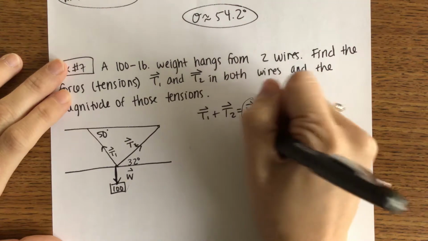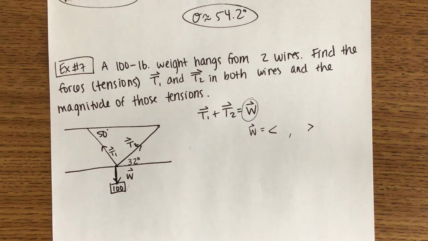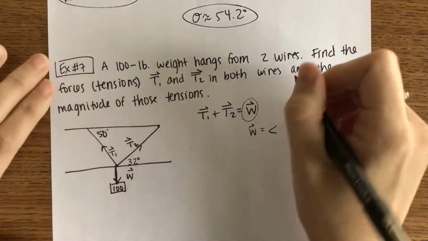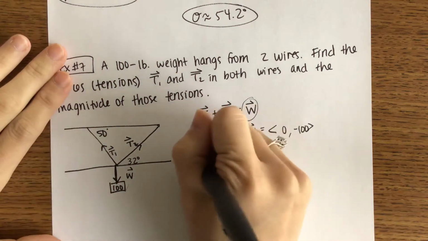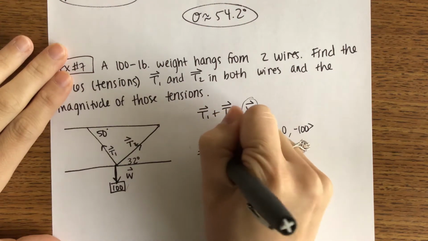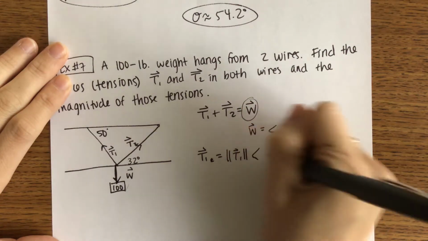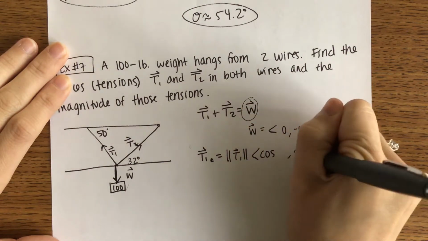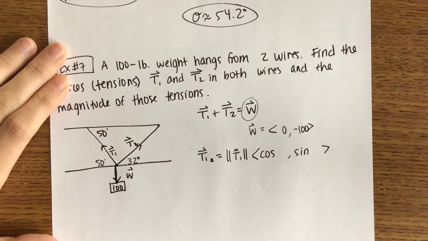Vector W should be the easiest one to write. Anyone? 0, negative 100. Okay, so then let's write this T1 and T2 then. So T1 is going to be the magnitude of T1, of the tension, and then cosine of something, sine of something. This is T1. If this is 50 degrees, this is 50 degrees. 50 degrees is not the angle that we want to use, though. What angle do you want to use?